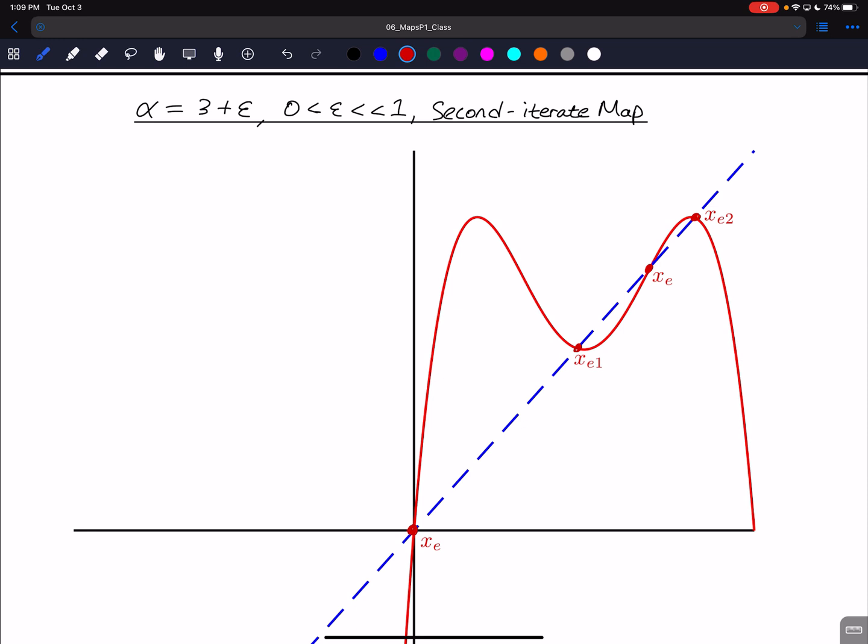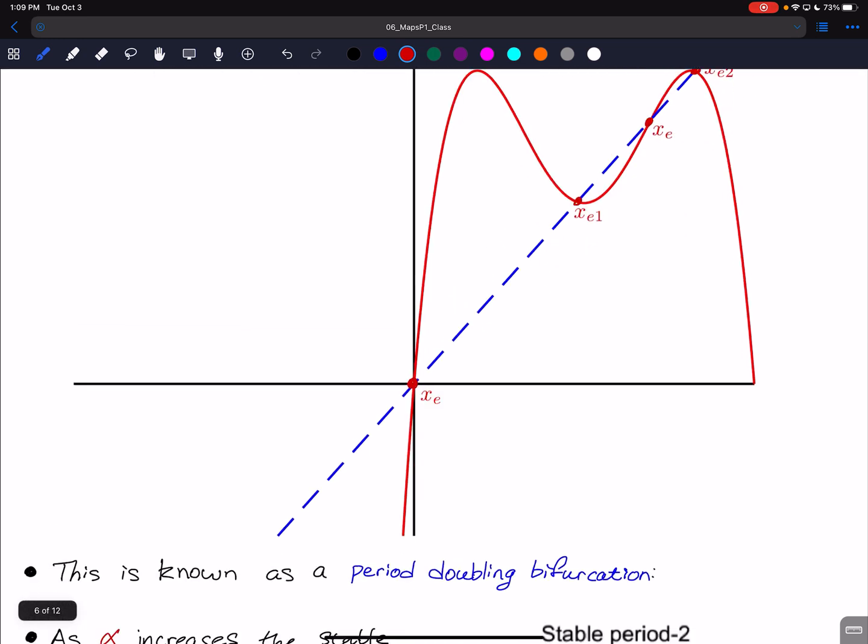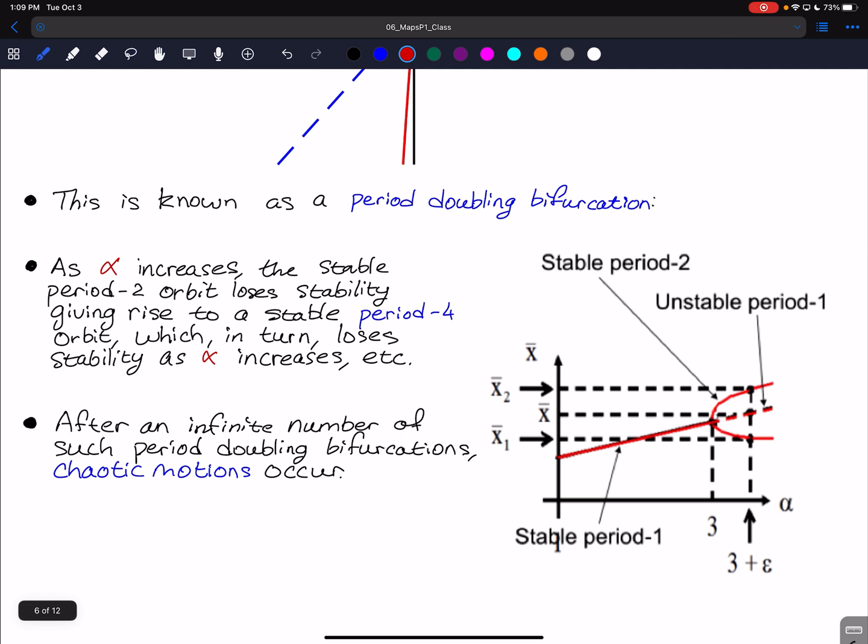Okay, and if you wanted, you could choose initial conditions on here and also study how these evolve as well. We're not going to do that. Okay, so this is known as a period doubling bifurcation. And if you were to plot the fixed points as a function of the state versus alpha here, you end up finding that at 3 there is a bifurcation, and you get the splitting of that fixed point into 2 stable fixed points and 1 unstable fixed point.